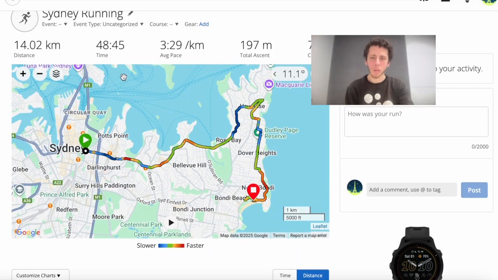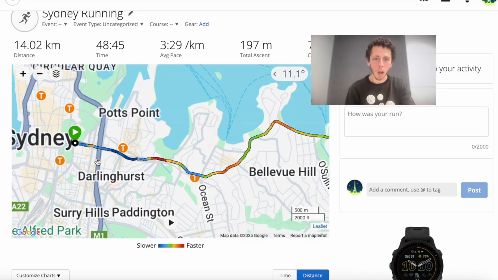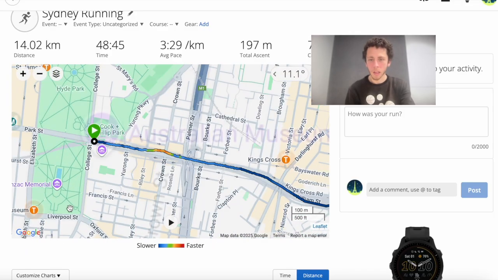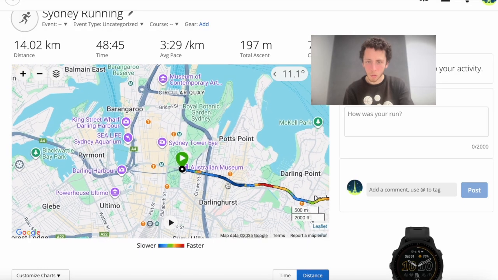But I will then go back up to the map up here and break down certain points in the run where those certain kilometers were happening. So you can see it started in Hyde Park in the city, and the first kilometer or so was quite hard to get through. It's quite slow.